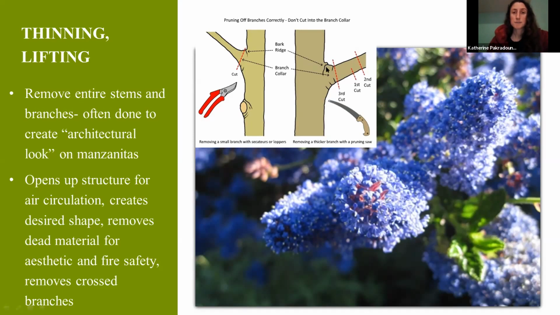So those are two kinds of approaches to cutting. One is if it's small enough that you can just do a single cut, great. If it's big and you need a saw, you do the 3-cut approach. First the notch, then the second cut past the notch, then your final cut where you want it.